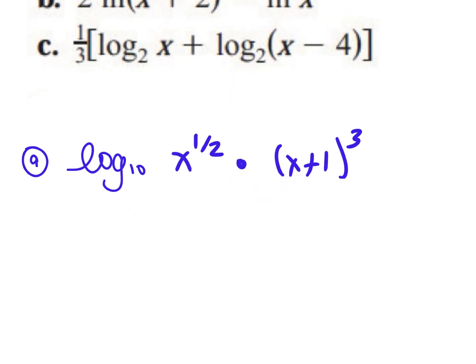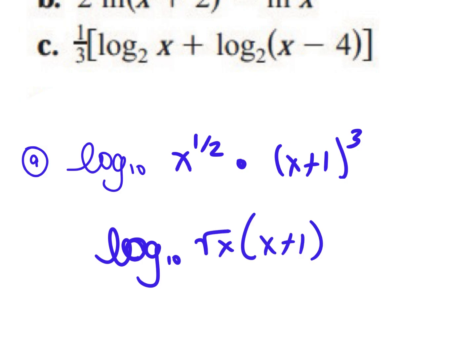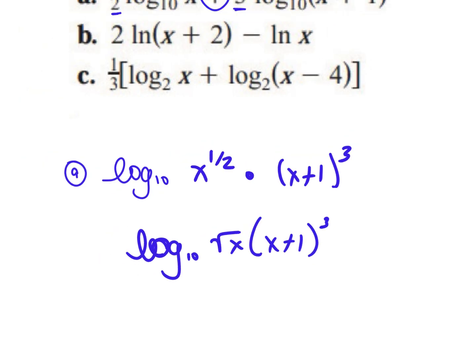What do we need to simplify, though? We're not going to leave rational exponents. So log little 10, what's another way I can write x to the 1/2? Square root of x, good, times x plus 1 cubed. You're just pulling apart, smushing together. If it's already pulled apart, you write the log one time out in front and then smush everything together.